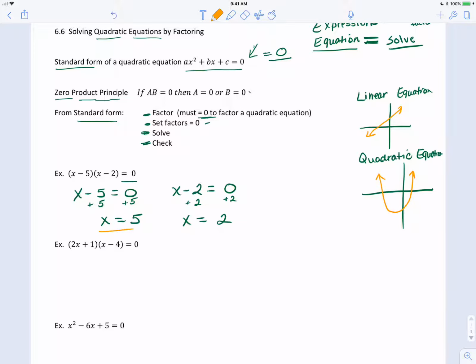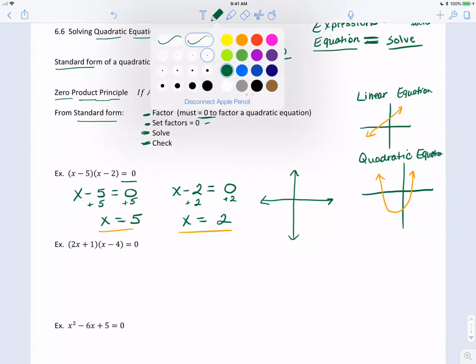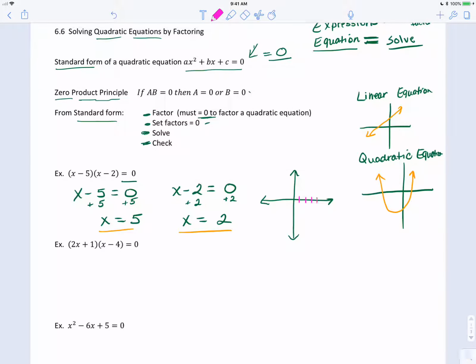What do these solutions actually mean? If we have solutions at 5 and at 2, that means the graph crosses the x-axis, where y is equal to 0, at both 5 and 2. Maybe I need to make that bigger. So we have a zero here at 2, and we also have a solution here at 5.